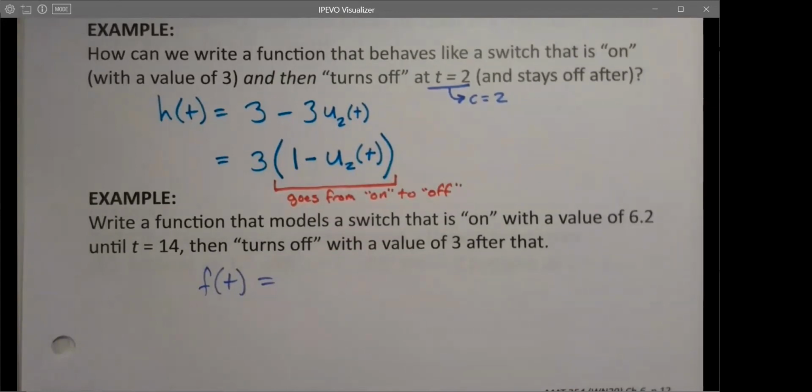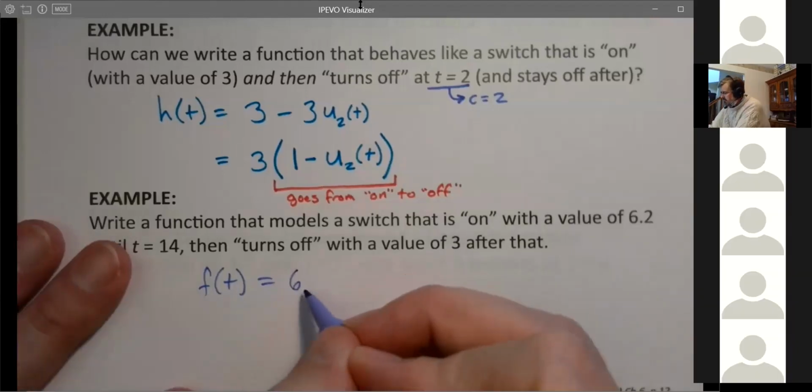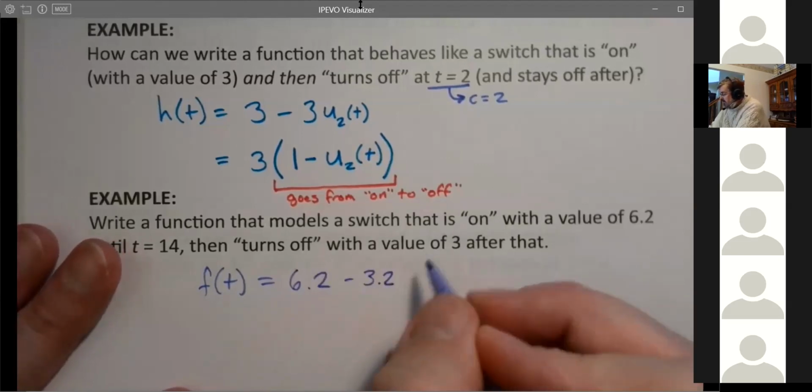Anybody have a suggestion for something we can try? It's got to start off in the on position of 6.2. Would it be 6.2 minus 3.2 times u sub 14 of t?